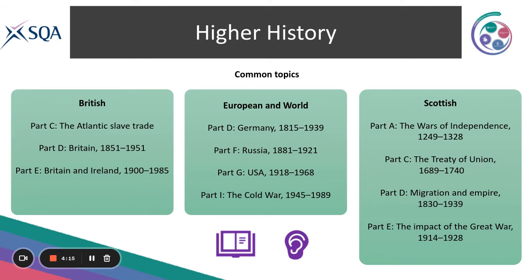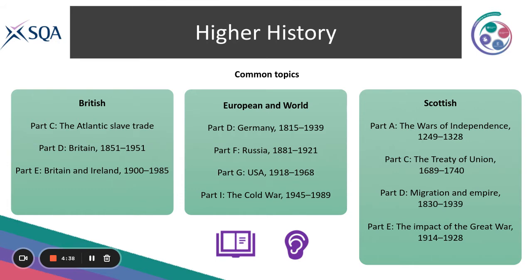European and World, now most schools do 1 topic, but some schools do a mix and match approach. You'll need to make sure you know exactly what your school is doing. So Part D, Germany, 1815 to 1939. Part F, Russia, 1881 to 1921. Part G, USA, 1918 to 1968. Part I, the Cold War, 1945 to 1989.